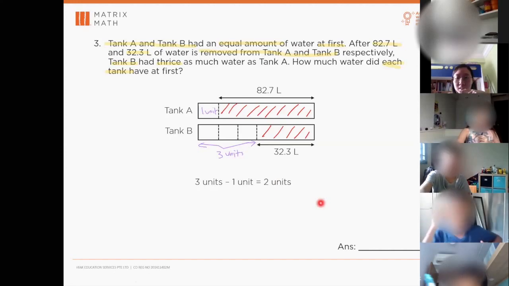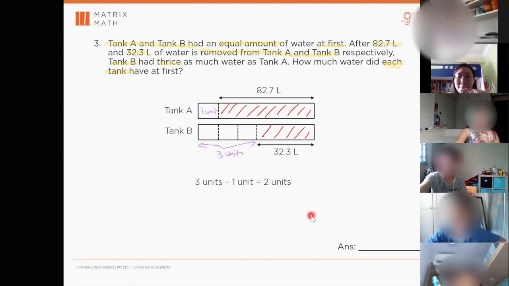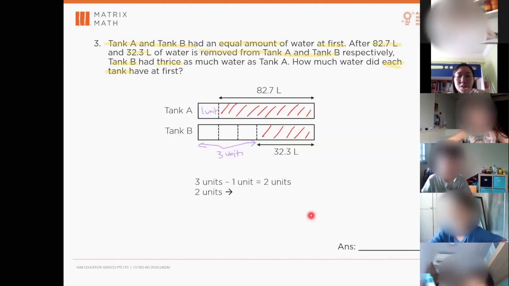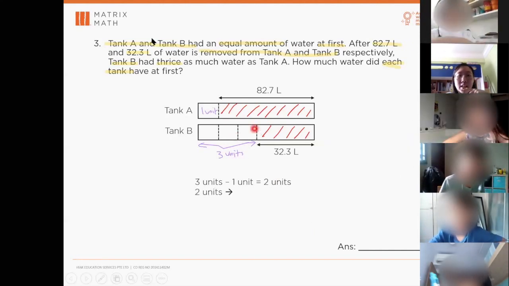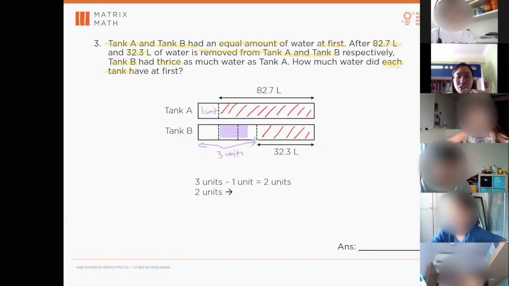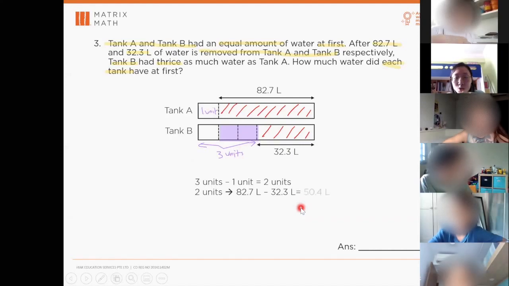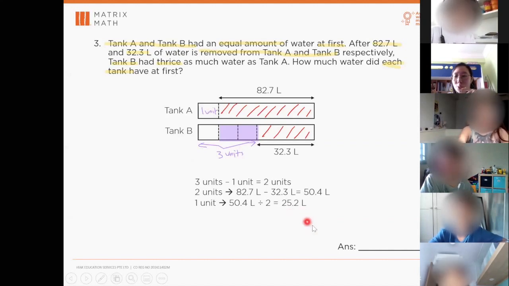Pyro, what do you think? How do you find the 2 units? To find the 2 units, we have to take 82.7 minus 32.3. Very good. So the 2 units will be this part here, the one I shade in purple color. So 2 units, 82.7 minus 32.3, you should have 50.4. Again, just find 1 unit, just divide by 2, you should get 25.2. Yes. So after that, what do I do next?